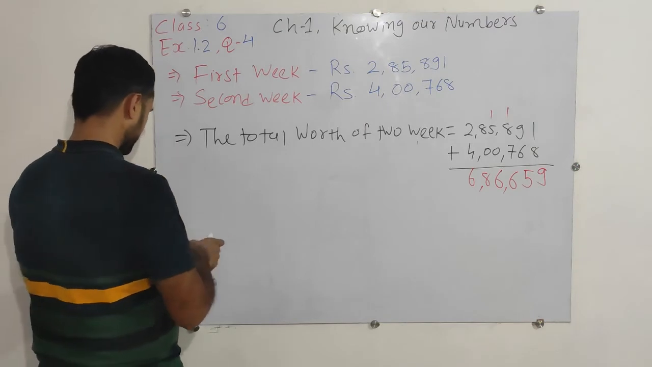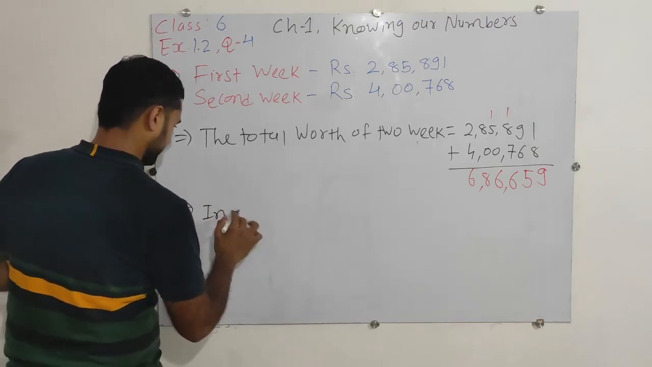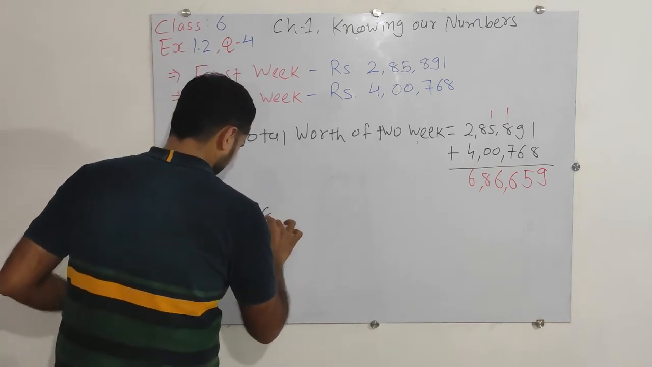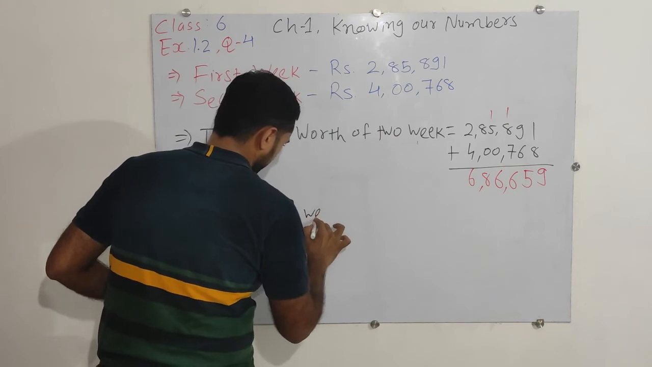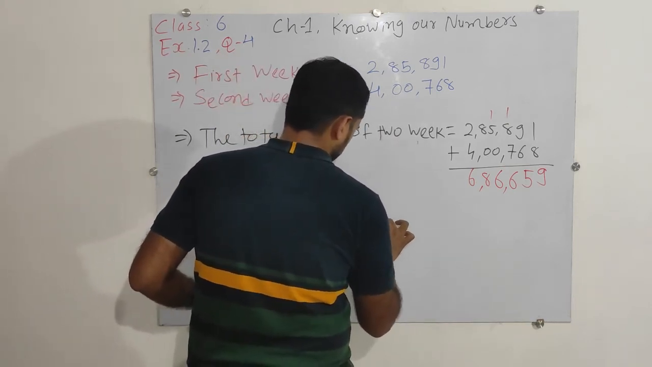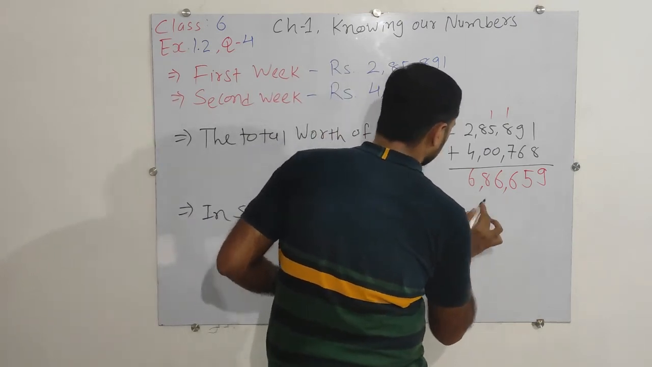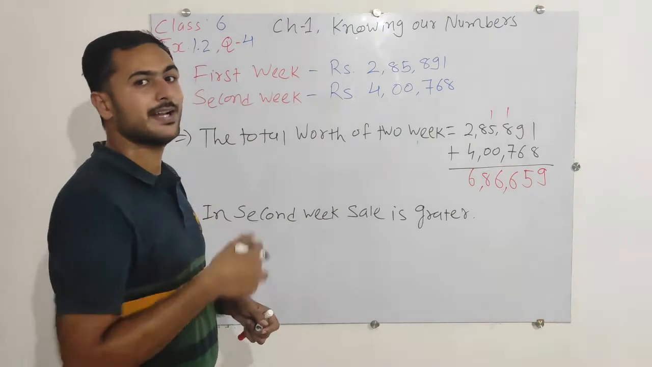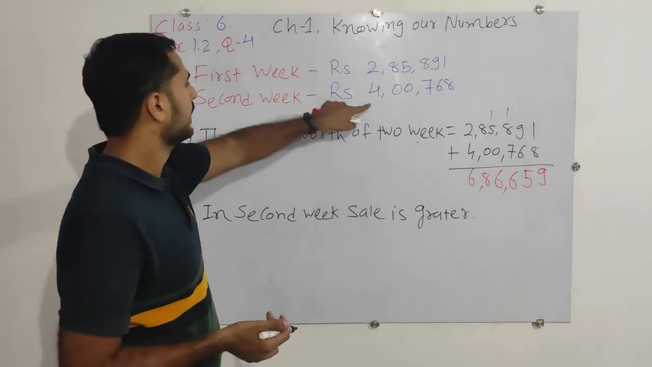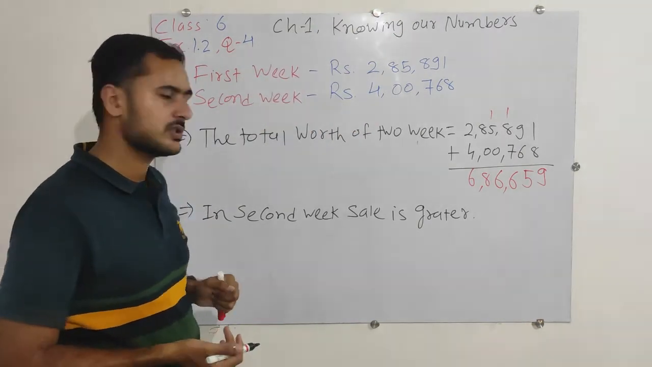So, here we will write that in second week the sale is greater. Then one more thing we have to find, that is by how much. For that what we will do? The sale of the second week minus the sale of the first week.